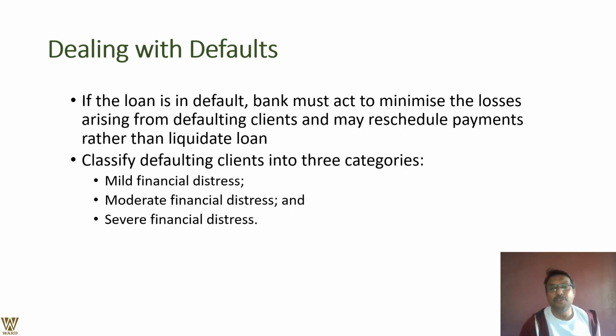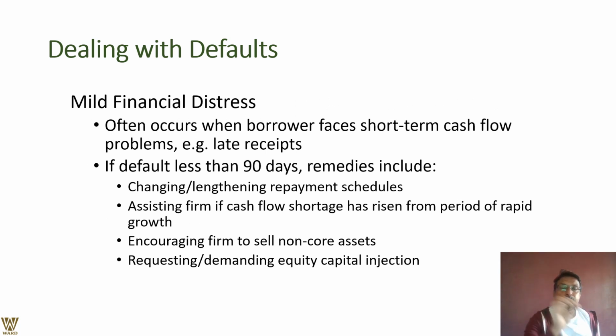If the loan is in default, the bank must act to minimize the losses arising from defaulting clients, and may reschedule payments rather than liquidating the loans. Classify defaulting clients into three categories: mild financial distress, moderate financial distress, and severe financial distress. Remember, mild financial distress often occurs when the borrower faces short-term cash flow issues. That means there is a late receipt.